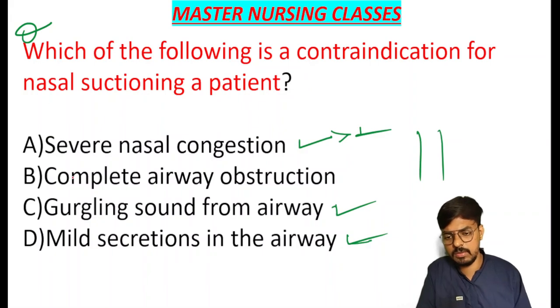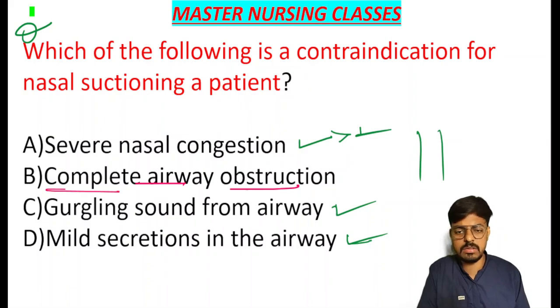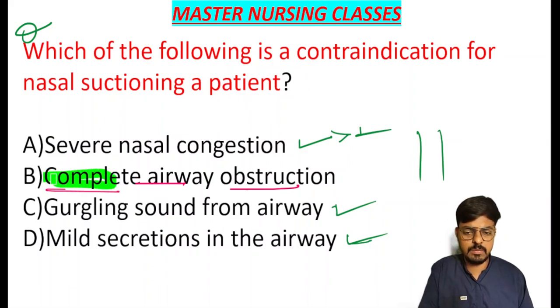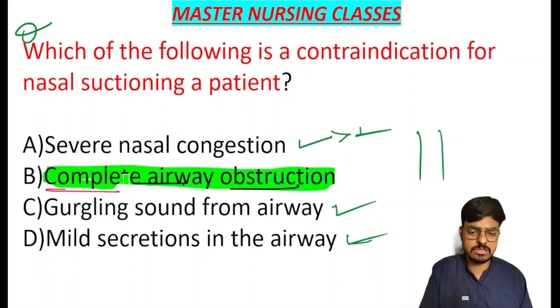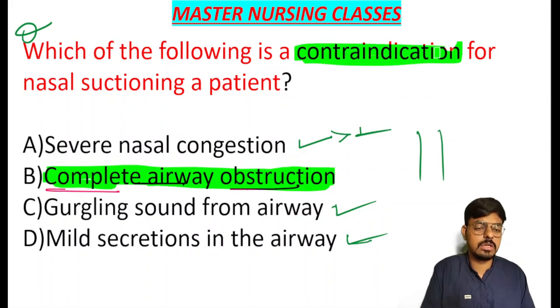And remember, very importantly, complete airway obstruction is not an indication for suctioning. If the airway is completely obstructed, we have to go for intubation, and we have to establish the airway first by intubating the patient, by inserting the endotracheal tube or by opening the tracheostomy. So complete airway obstruction is a contraindication for suctioning. In these particular situations, yes, we have to go for intubation.